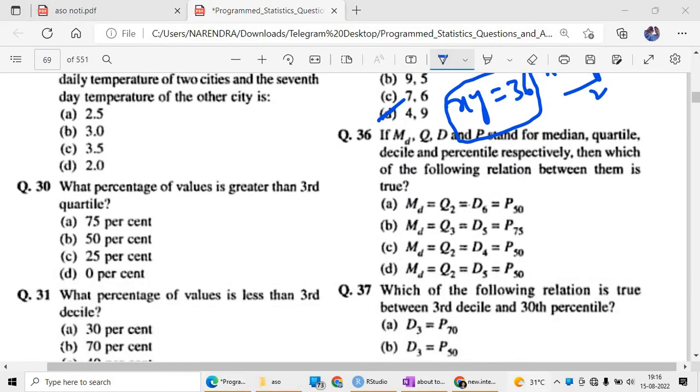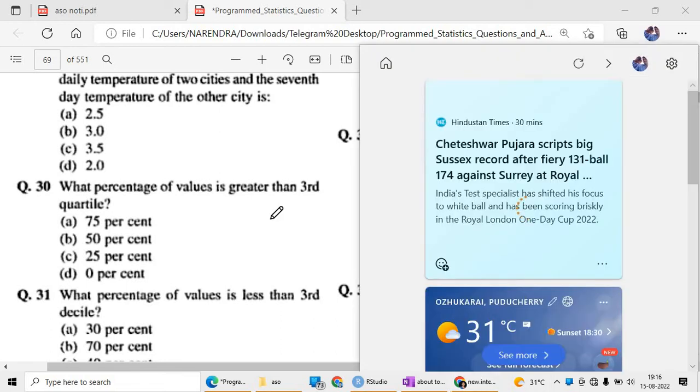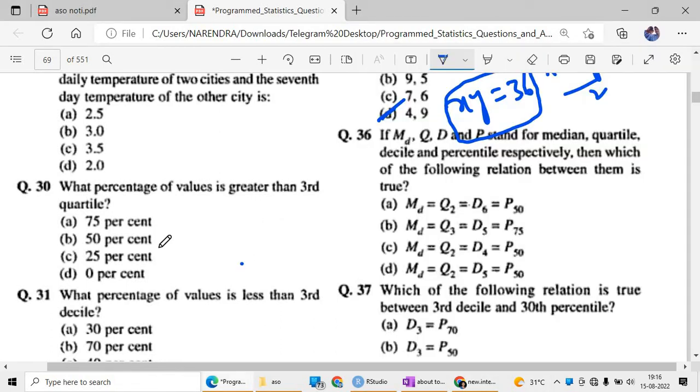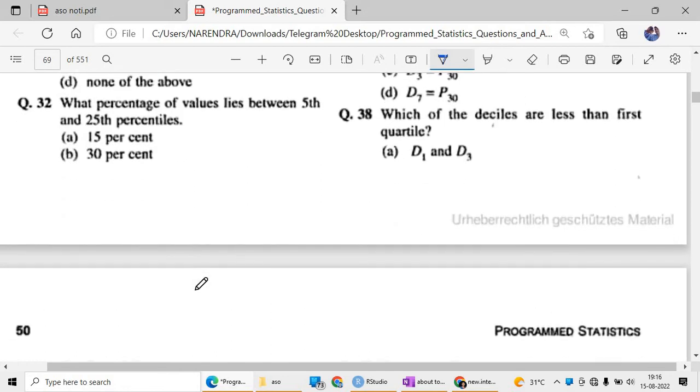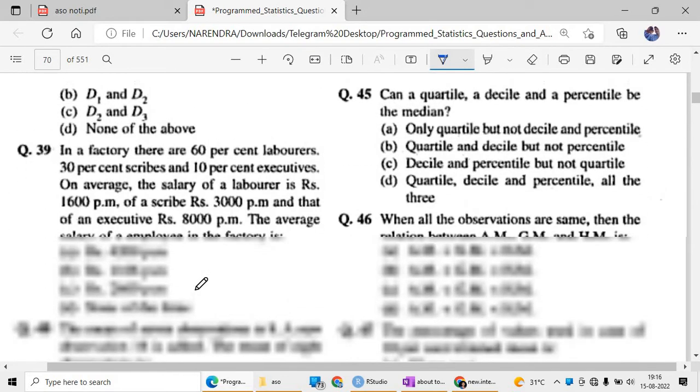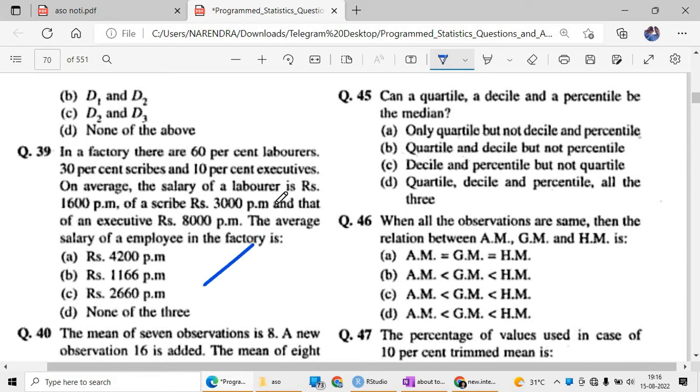Okay, the percentage value is greater than the third quartile. It will be 75%. These all are the standard formulas and standard questions only. There is no new question. I am just explaining the procedure of how questions will come in central tendency. Okay, here also you can use.